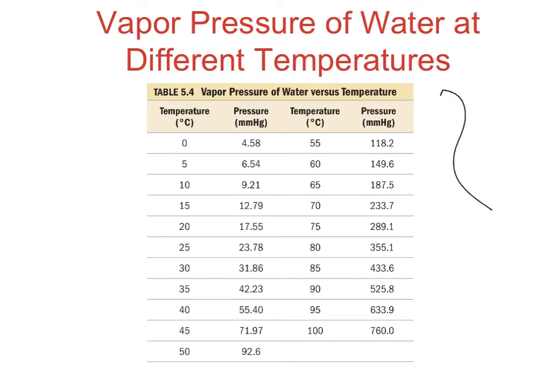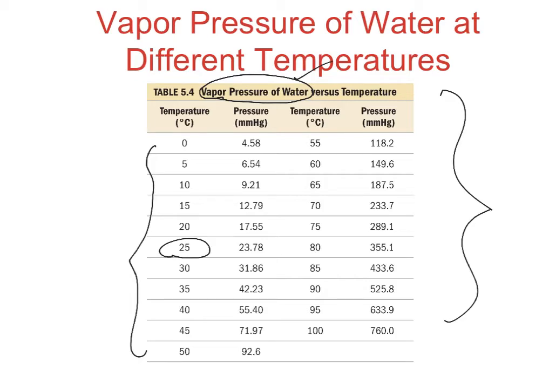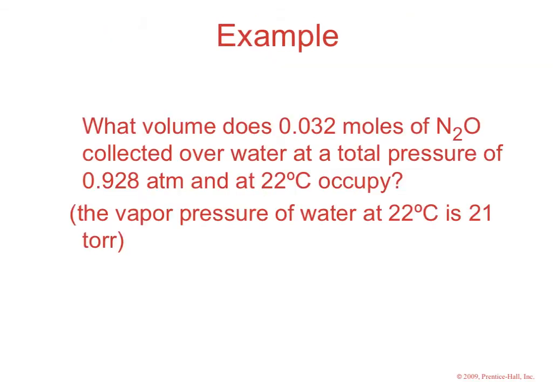So here's a typical table of vapor pressure of water. And again, the primary thing that changes it is temperature. So what you do is you pick the temperature at which your experiment took place. So let's say it was room temperature, 25 degrees Celsius. You would look and say, okay, the vapor pressure of water at 25 degrees Celsius is 23.78 millimeters of mercury. And then you could go back to Dalton's law and subtract out that portion of water vapor pressure.